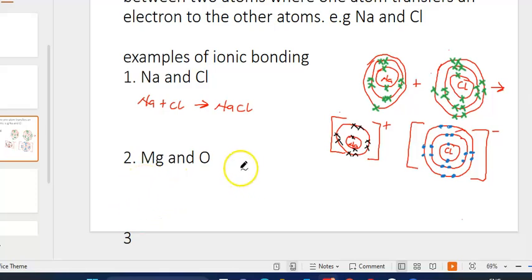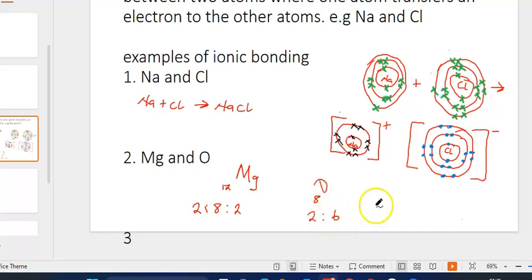When you look at magnesium, magnesium has the atomic number of 12. Then oxygen has the atomic number of 8. So writing the configuration for magnesium will be 2, 8, 2. Then for oxygen, the electronic configuration will be 2, 6.